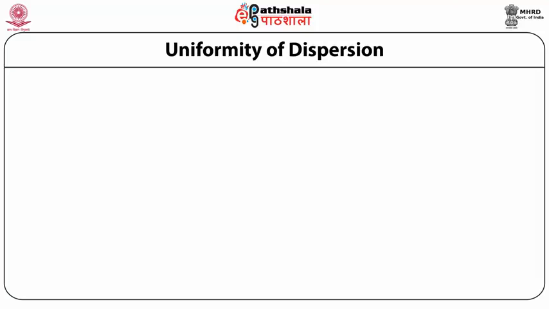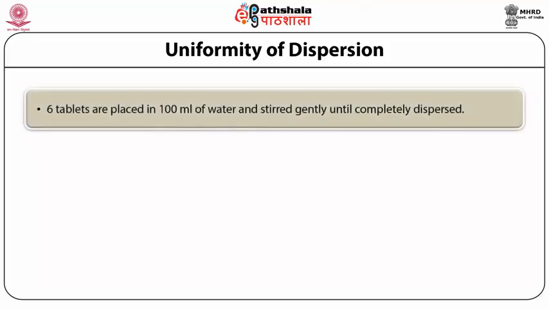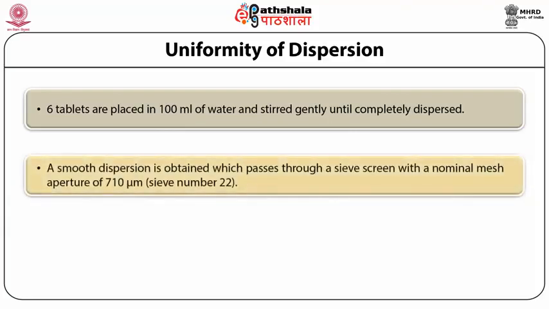Uniformity of dispersion is again the parameter which is required for evaluation of a tablet. Usually 6 tablets are placed in 100 ml of water and stirred gently until completely dispersed. A smooth dispersion so obtained is then passed through a sieve screen with a nominal mesh aperture of 710 micrometer, or it should pass through sieve number 22. This uniformity of dispersion assures that the particles from the tablet will show dissolution sooner.